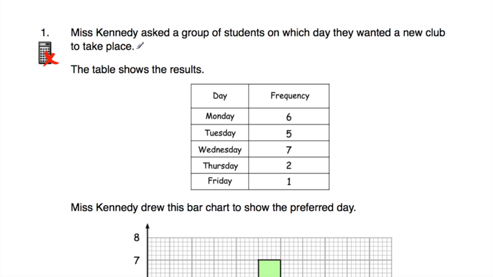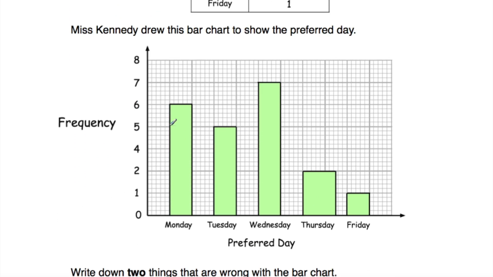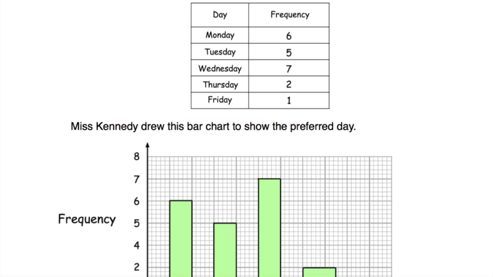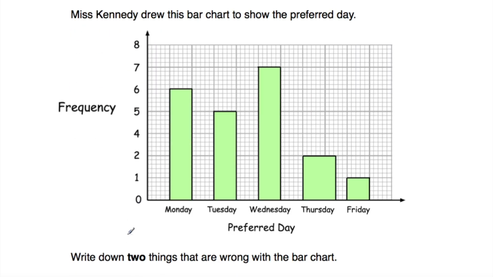Question number 1 says, Miss Kennedy surveyed a group of students on what day they wanted a new club to take place, and the table shows the results. 6 students voted for Monday, 5 students voted for Tuesday, 7 students voted for Wednesday, 2 students voted for Thursday, and 1 student voted for Friday. Miss Kennedy drew this bar chart to show the preferred day, representing the data in the table. We've been asked to write down 2 things that are wrong with this bar chart.